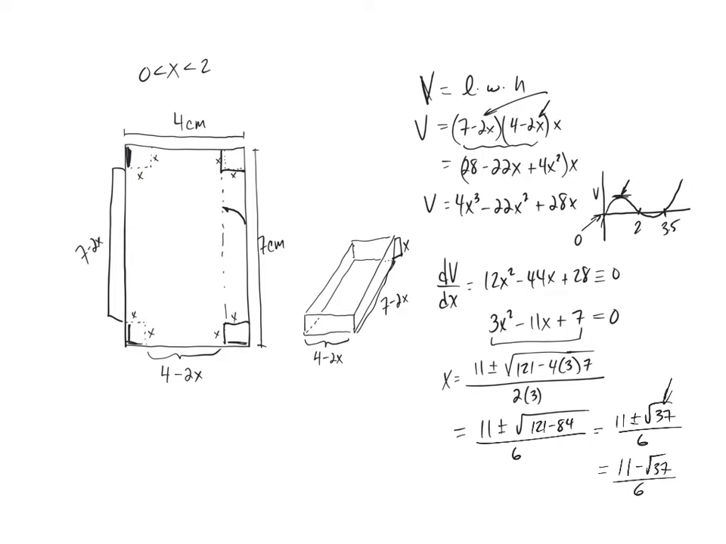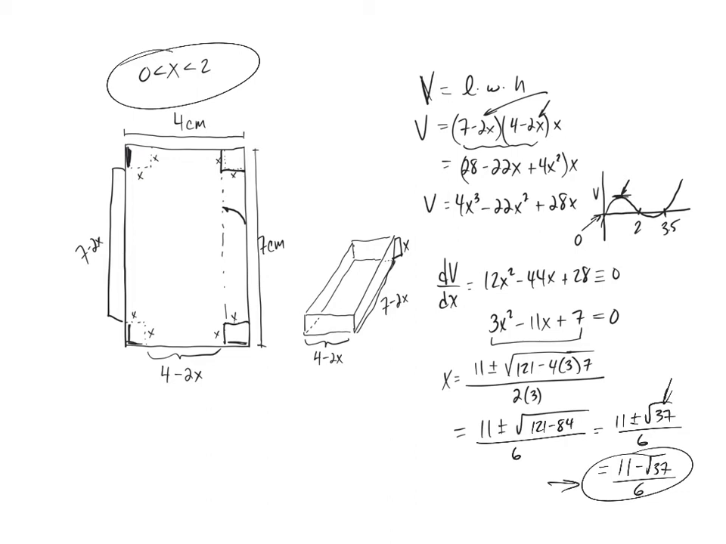I think 11 plus root 37 over 6, let's see, that's going to be about 3. Yeah, that's going to be outside the domain. So, in other words, 11 plus root 37 over 6 is going to be bigger than 2. So that means it's not a possibility.